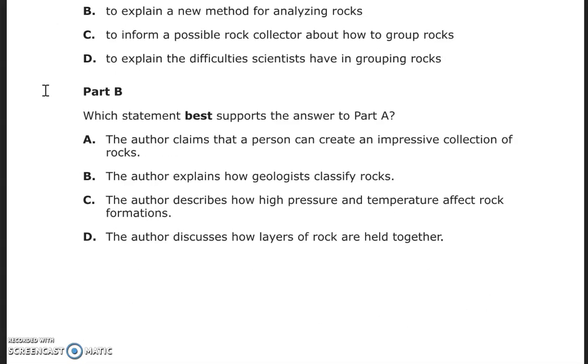Part B. Which statement best supports the answer to Part A? A. The author claims that a person can create an impressive collection of rocks. B. The author explains how geologists classify rocks. C. The author describes how high pressure and temperature can affect rock formations. D. The author discusses how layers of rock are held together.